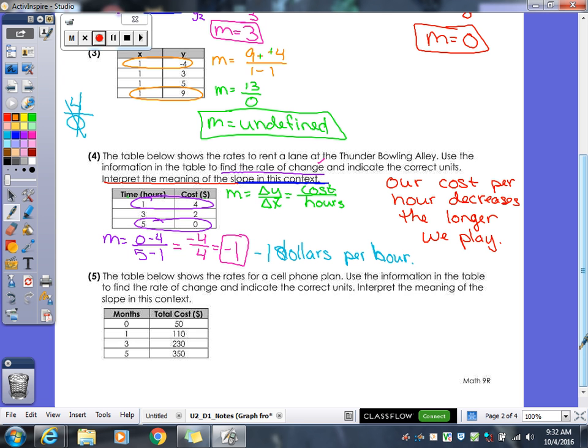All right, 5, the table below shows the rates for a cell phone plan. Use the information in the table to find the rate of change and indicate the correct units. Interpret the meaning of the slope in this context. So same exact kind of problem. So go ahead first, calculate your rate of change.